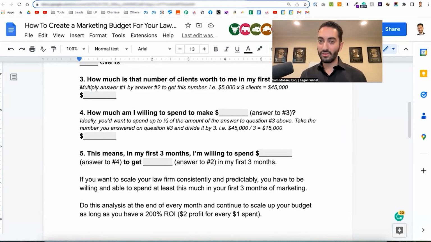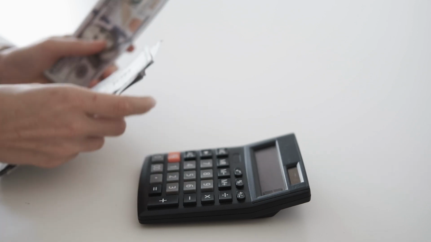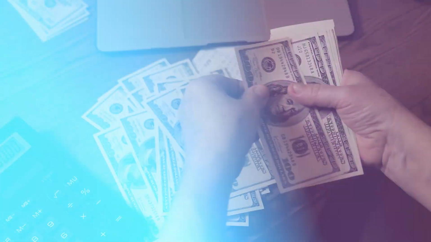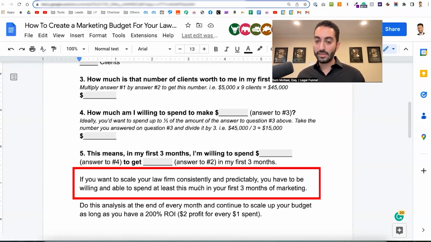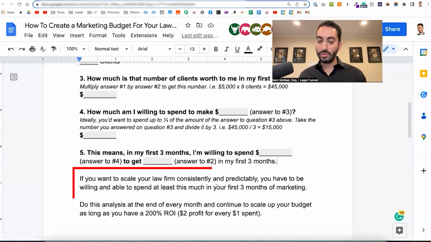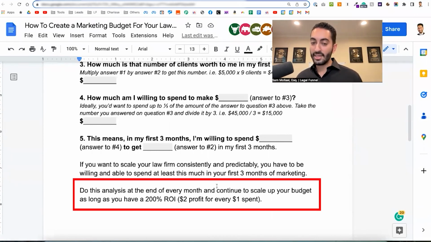If you can do this math for yourself, it makes you a lot more liberal to spend more. And it makes you a lot, like 3 or 4 times more likely to actually get the result that you want, because you're able to create that plan up front so that it doesn't throw you off. You create the plan and you stick to this. And that basically is where you're able to scale based on this math. So if you want to scale your law firm consistently and predictably, you have to be willing and be able to spend at least this much in your first 3 months of marketing. Do this analysis at the end of every month and continue to scale up your budget as long as you have a 200% ROI, $2 profit for every $1 spent.